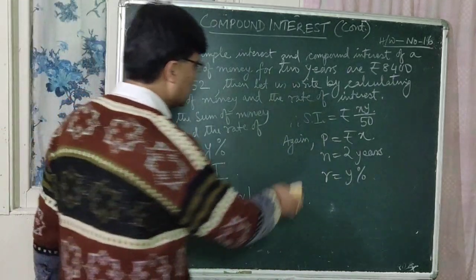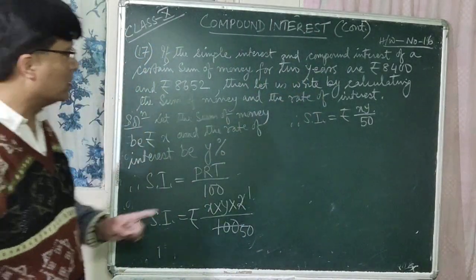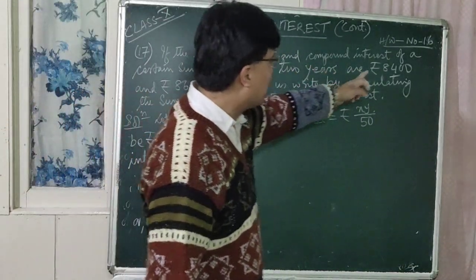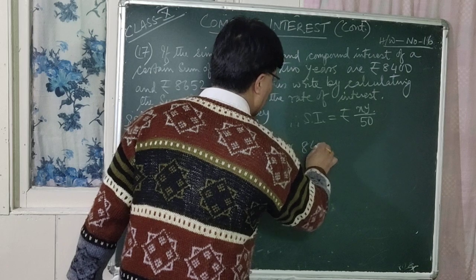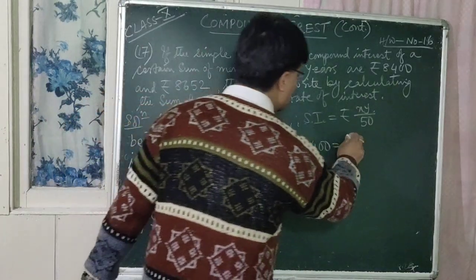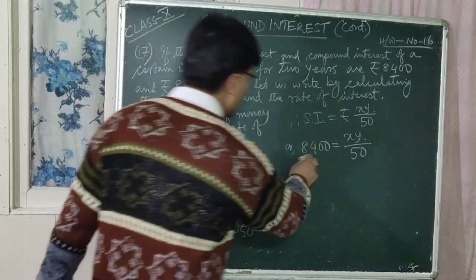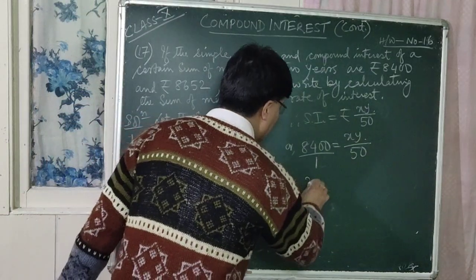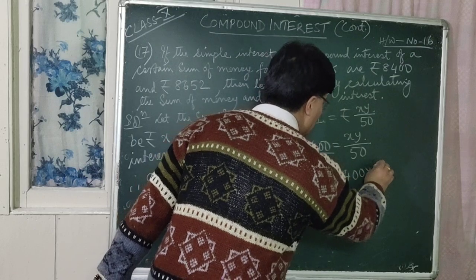Before you calculate this compound interest, let us put the value for SI. In the question, this simple interest was given as 8,400, right? So let us write, what is SI? 8,400 is equal to, you don't have to write rupees again, XY divided by 50. Below 8,400 there is 1. Now you can do cross multiplication. So you can write 1 into XY. XY is equal to 8,400 into 50.